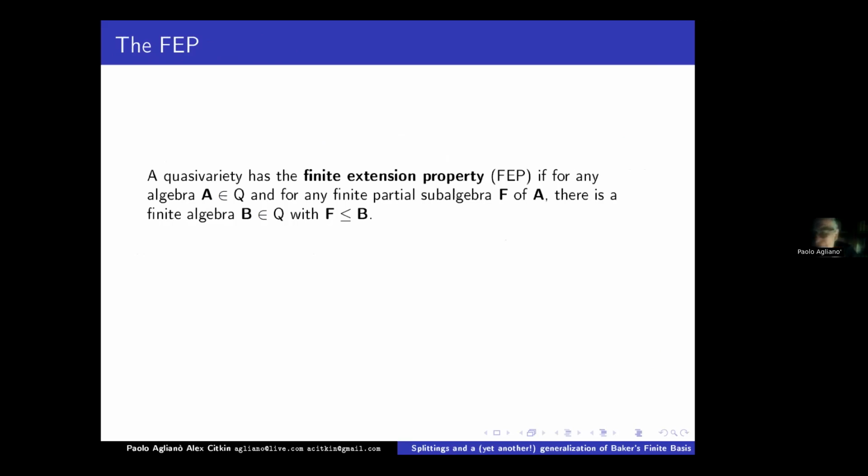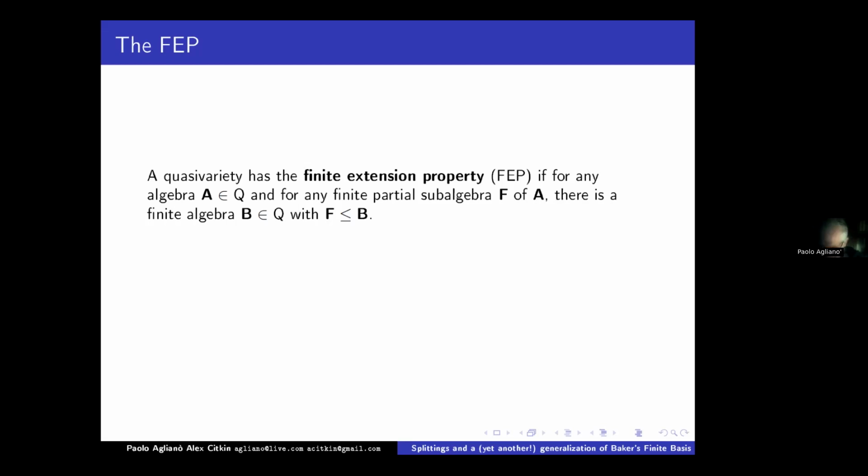Now, for varieties, we have that if a variety is generated by its finite algebras, then every splitting algebra is finite, right? And we have exactly the same for quasi-varieties, only we have to use a different property, which is the finite extension property. A quasi-variety has the finite extension property if for every algebra in it and for every finite partial subalgebra F, there is a finite algebra in which F embeds.